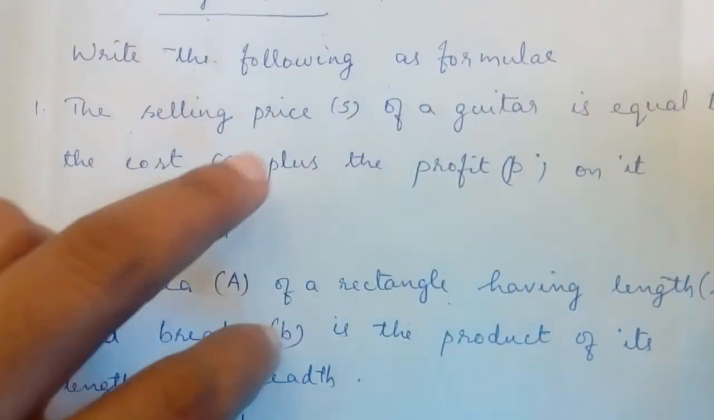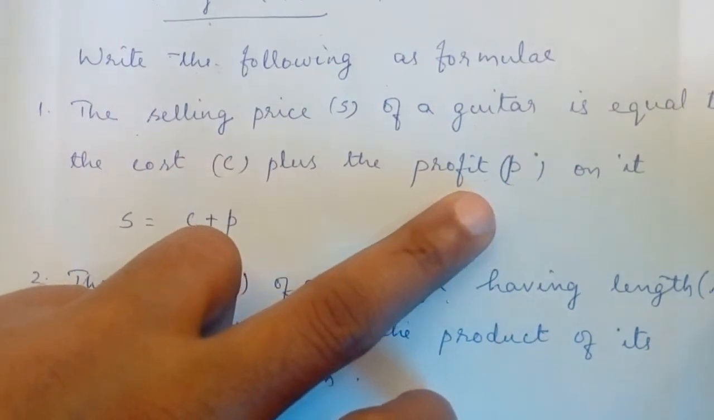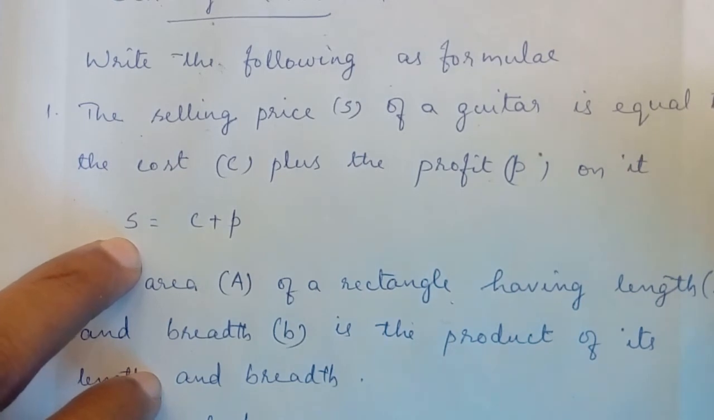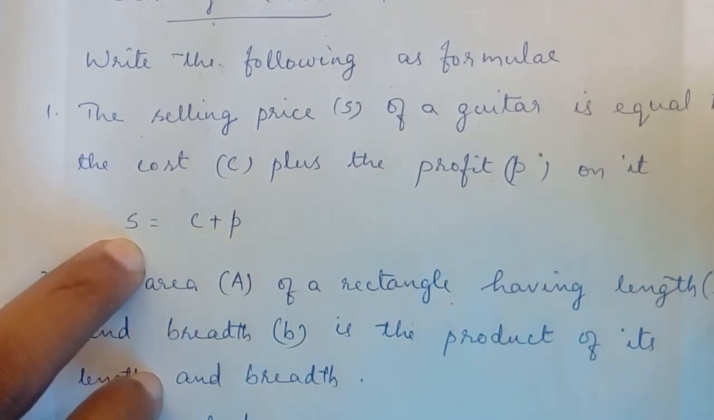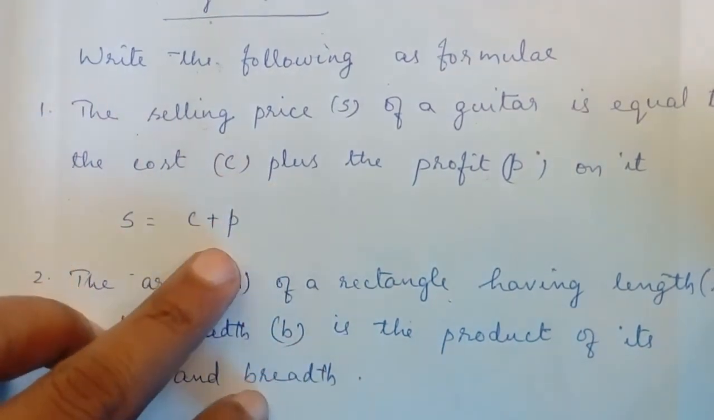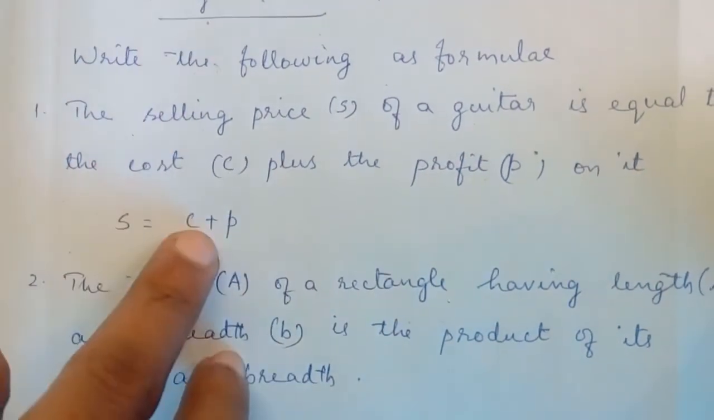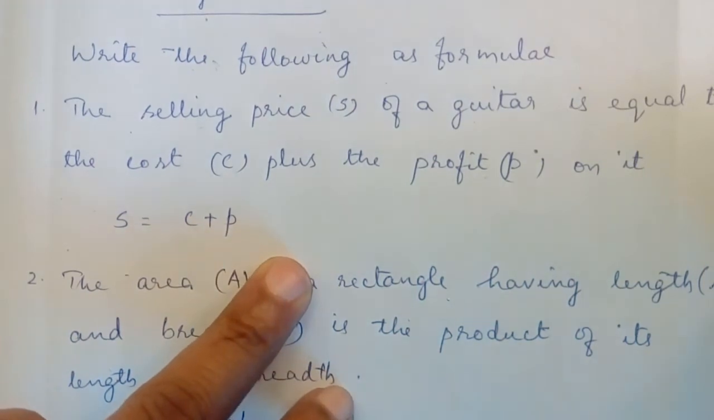Selling price is equal to cost price plus profit, that we know. So we are using the symbols for selling price, that is S, is equal to cost price, which is represented by C, and profit is represented by the letter P. So S is equal to C plus P.